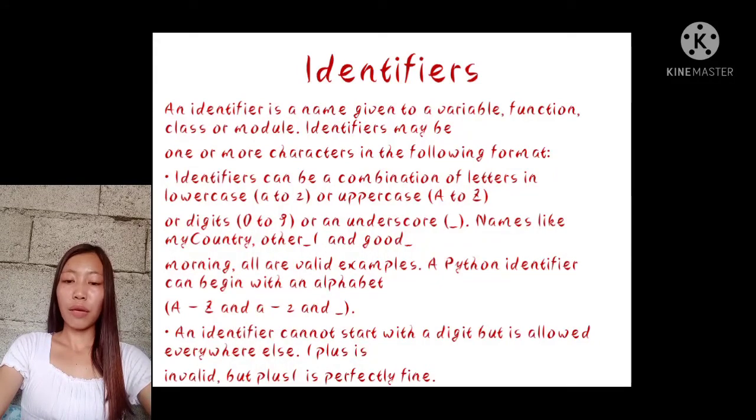Names like my_country, other_one, and good_morning_all are valid examples. A Python identifier can begin with an alphabet A to Z. An identifier cannot start with a digit but is allowed everywhere else. 1plus is invalid, but plus1 is perfectly fine.